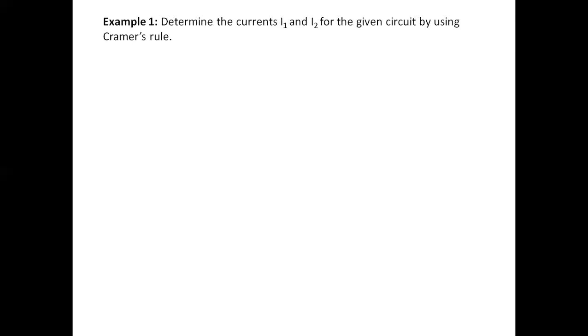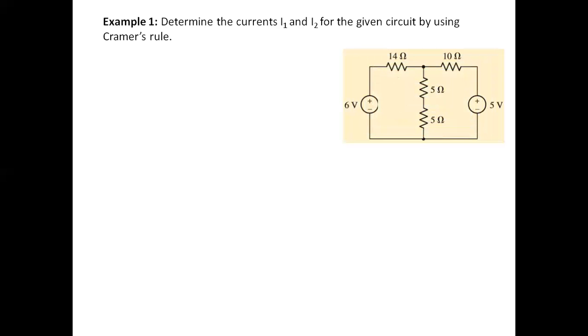Now, in this example, determine the currents I1 and I2 for the given circuit by using Cramer's rule. Now, the circuit you see here is one of the simple circuits, because first we will see the 2 by 2 case. You can say two equations, two unknowns. We will see two loops here, right? In the circuit, no current directions are given, simply voltage sources, and it is a resistance circuit.